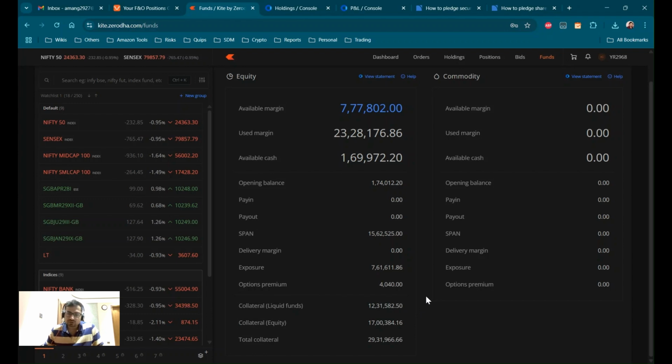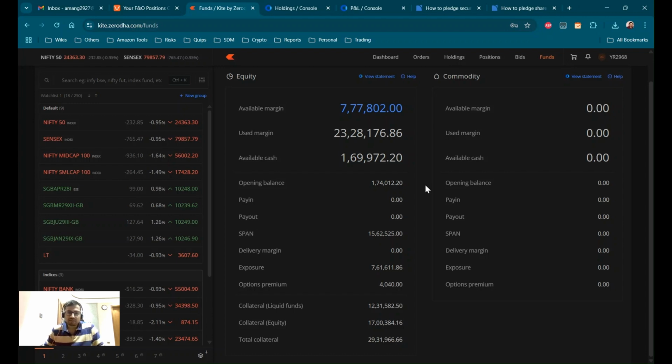Apart from that, I can also use that money for options trading and put all those stocks and funds as collateral. Now it is an interest free collateral, which means that you do not have to pay any additional amount on a recurring basis. It's just a one time fee of rupees 30 plus GST that you need to pay when you are pledging one instrument, right? So if you're pledging 10 instruments, then it's almost 300 rupees plus GST.